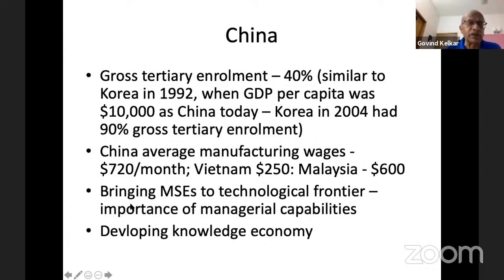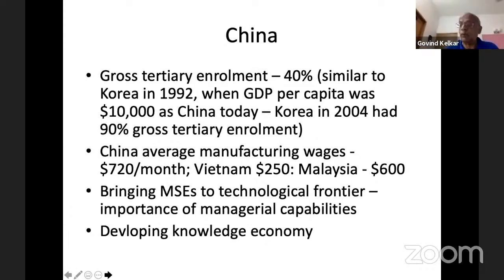China's manufacturing wages have gone up. They're now $720 a month, as against, well, Vietnam 250, or even Malaysia 600, it's gone above that. They have brought MSEs, that is the micro and small enterprises, to the technological frontier. This shows the importance of managerial capabilities, and they have been developing the knowledge economy.